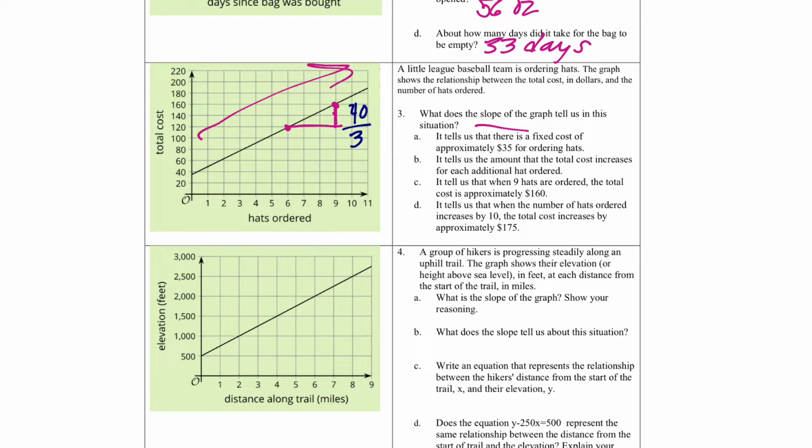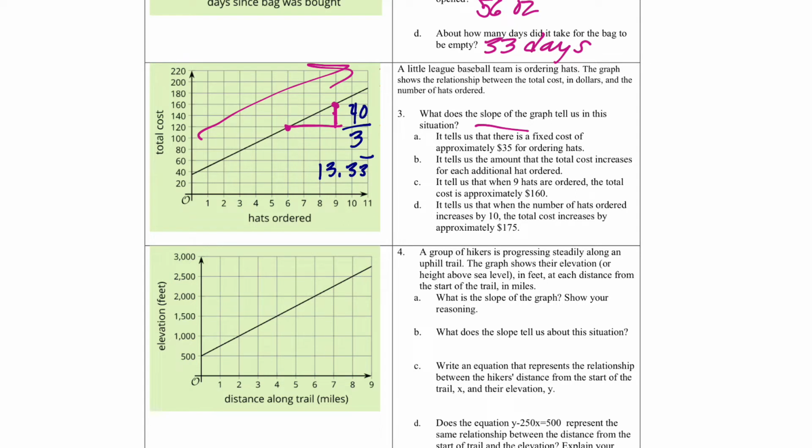So let's just double check, 1, 2, 3. So our rise over run is 40 over 3, which means our slope is 40 over 3. We can go ahead and calculate that, put that in a decimal, because it'll give us more information, which is 13 1/3 or 13.33.